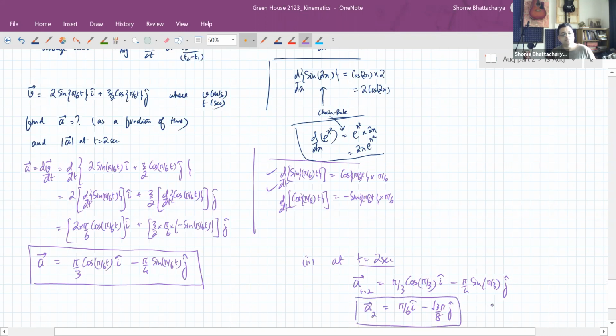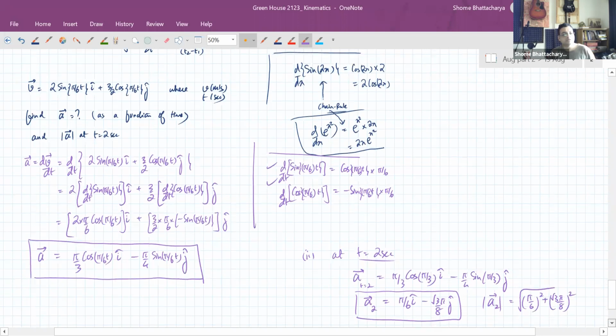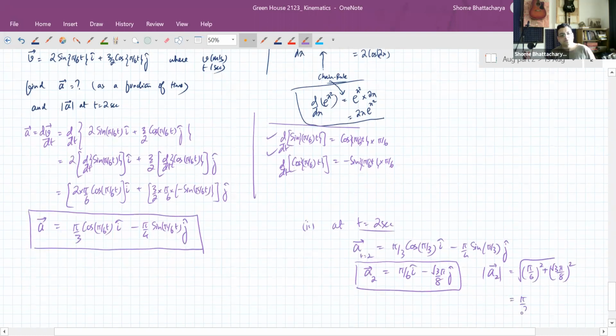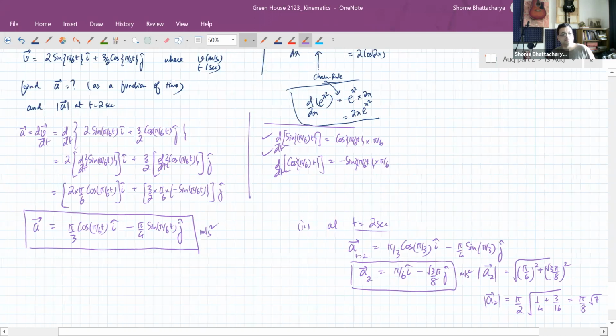So next thing, its magnitude has become this. When you're solving this, you can take pi by 2 common outside, so you're left with 1 by 2 square, so that's 1 by 4 plus root 3 by 4 square, so that will be pi by 8 square root of 7. This acceleration's magnitude that we are getting is in meters per second square.